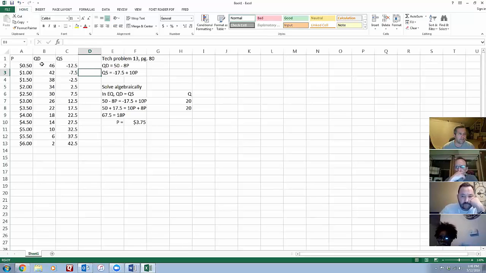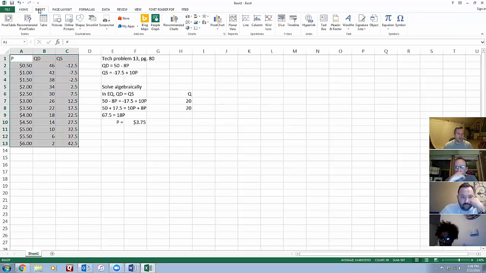Okay, so this is the way I've had the most luck in generating graphs in Excel. I'm going to highlight all the data that I want to be graphed, and you sort of have to know this trick. You go to insert. I want to insert a chart. So here's my little insert tab.